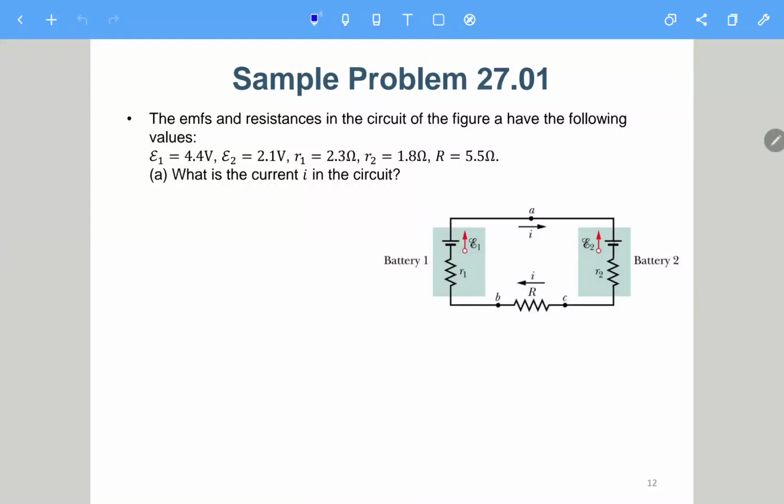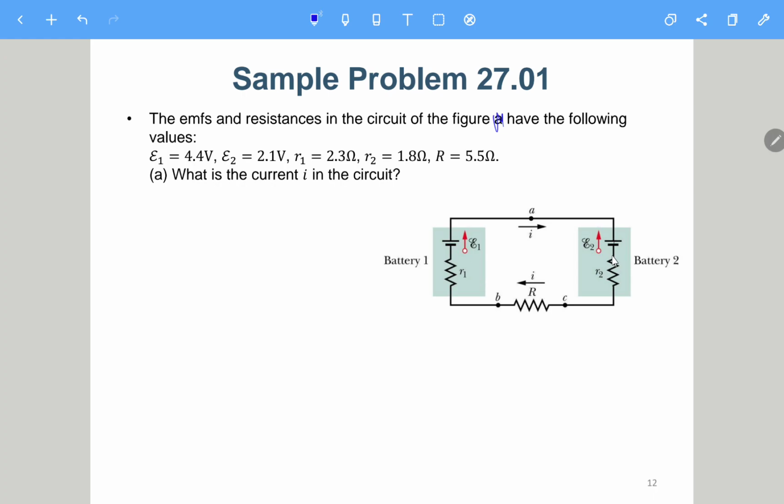Okay, here we take a look at a sample problem. It says the EMF and resistance in the circuit of the figure have the following values. So E1, E2, R1, R2, and capital R. What is the current I in the circuit?